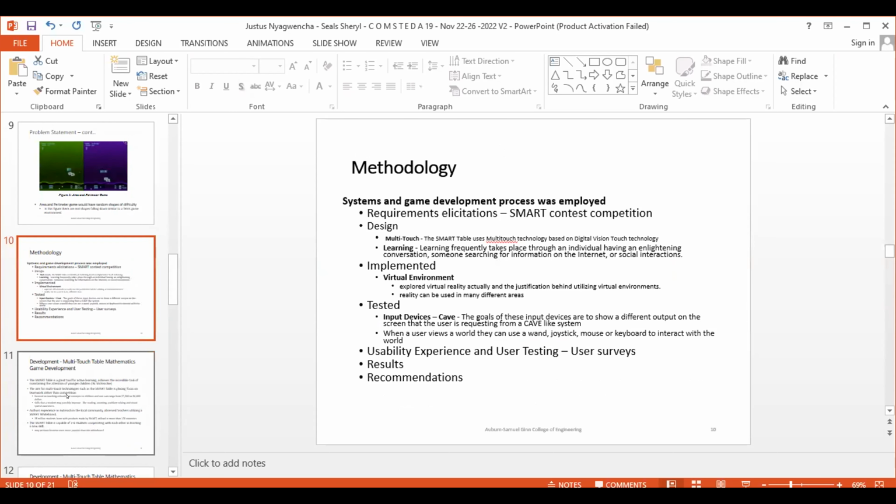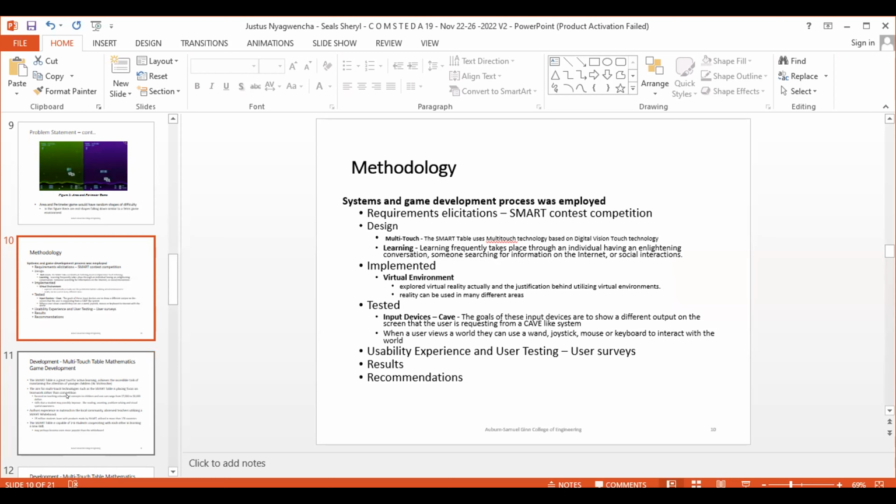So the methodology was that we were required, first of all, to list ourselves for the contest. Then we needed to acquire the smart table. But for us as software engineers, we downloaded the SDK, the software development kit. Then we learned the software development kit, and we developed different small games, but we settled on that one. After we were able to do it, we tested it.